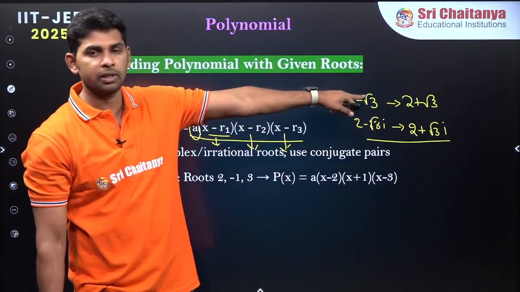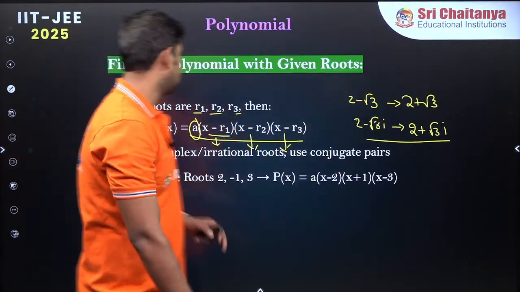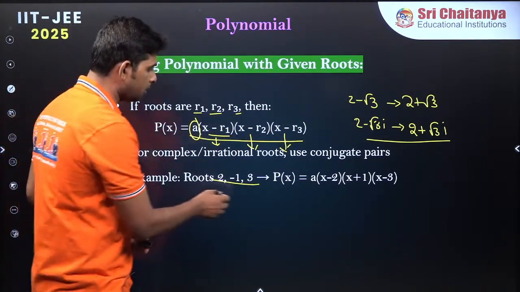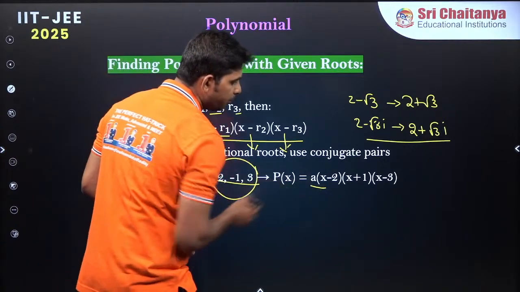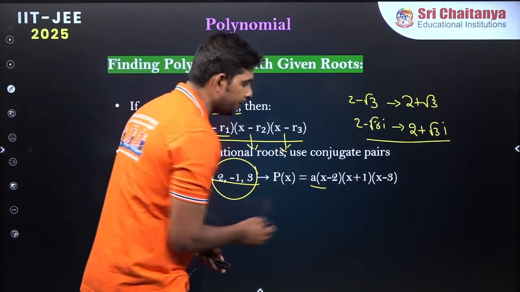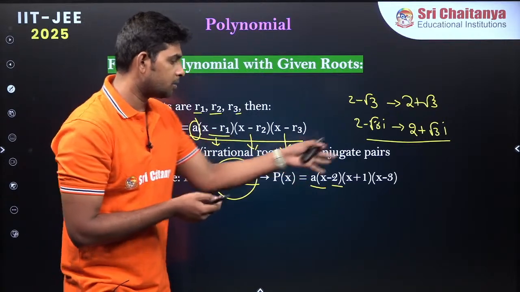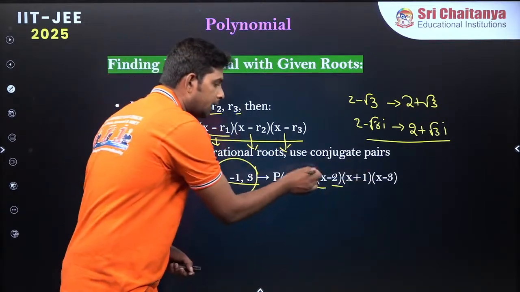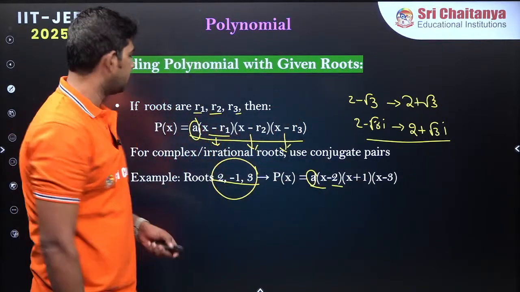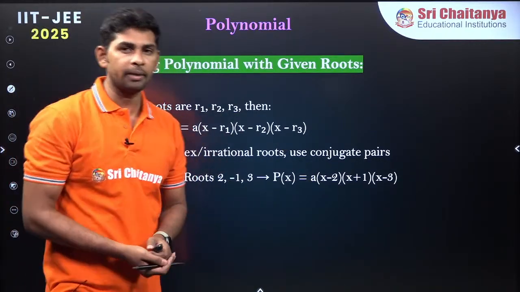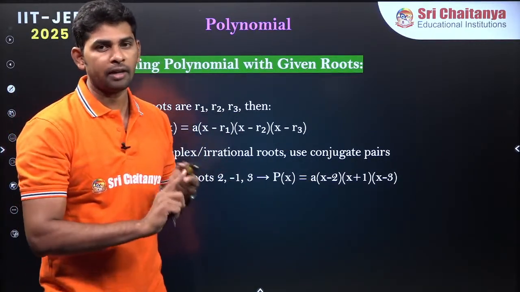In this case, coefficients must be rational numbers. In the example, you can see 2, minus 1, 3 are the roots of the cubic polynomial. Then you can just multiply x minus 1, x minus 2, x plus 1 and x minus 3, and here we are going to get a. So that is how you define a polynomial when they are giving roots or factors.